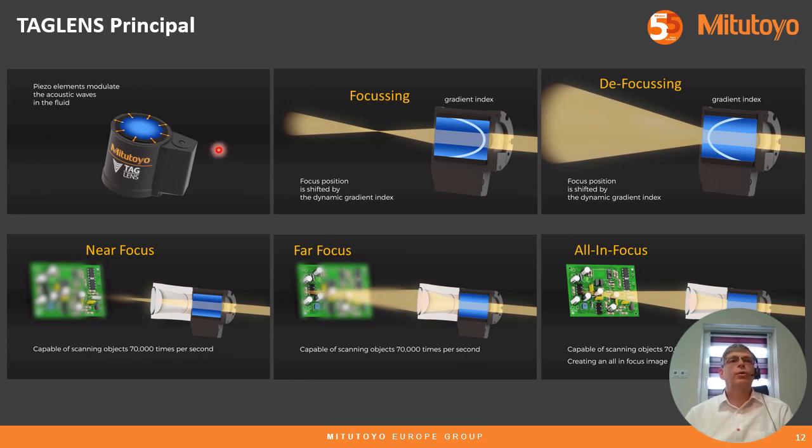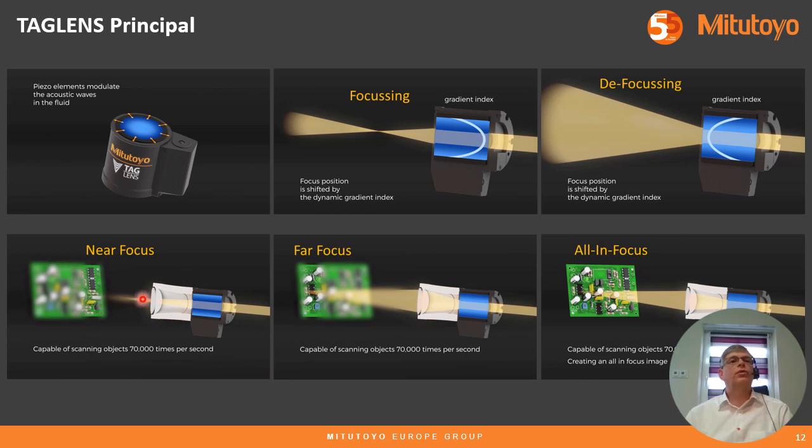So, a general overview of the TAG lens principle and cycle. The piezo elements modulate an acoustic wave in the fluid. Therefore, the gradient index changes with the same frequency as the piezo elements vibrate, making a focusing situation, a focus point at this position. Or if the gradient index is lower in the center, we will have a defocusing situation, and this changes frequently with 70 kilohertz.